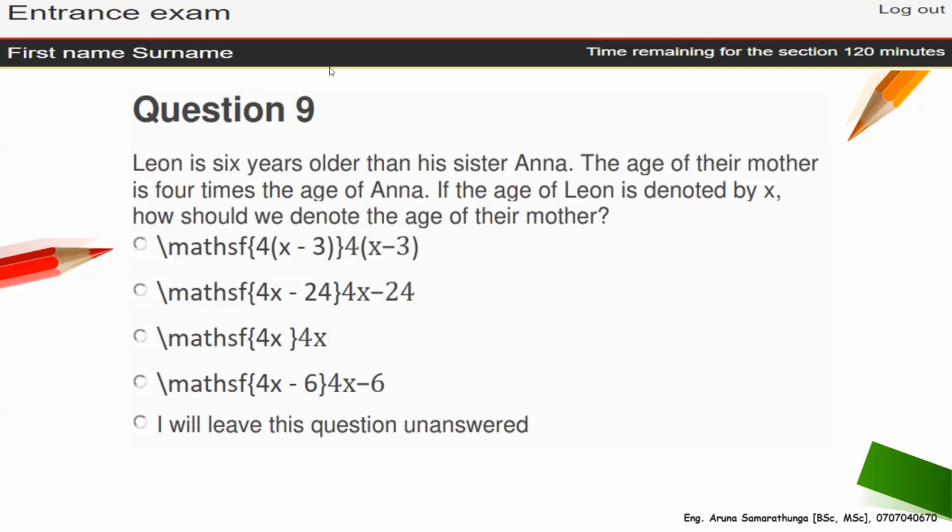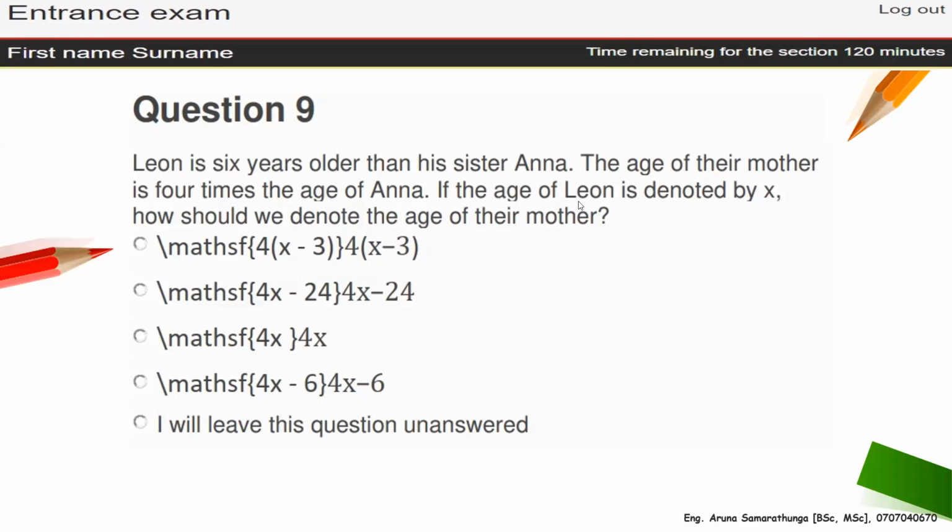Right. Question number 9. Leon is 6 years older than his sister Anna. Okay, this is the statement. The age of their mother is 4 times the age of Anna. So this question also appeared in 2023. Same question. That's why I told you that some questions appear again and again. Not 100% the same, but the way you are solving this question. Okay, a question like this will come.